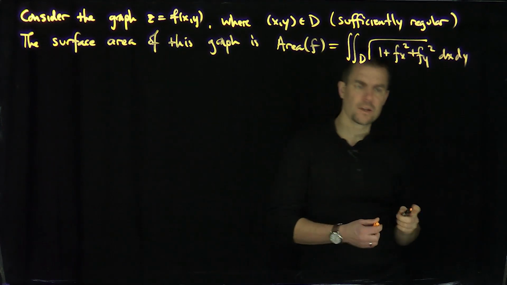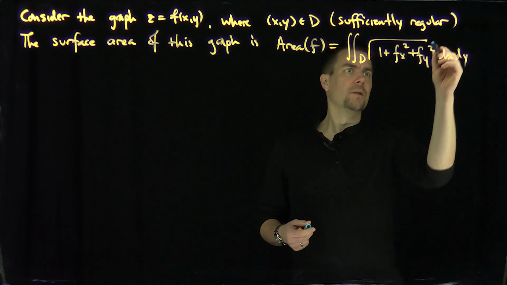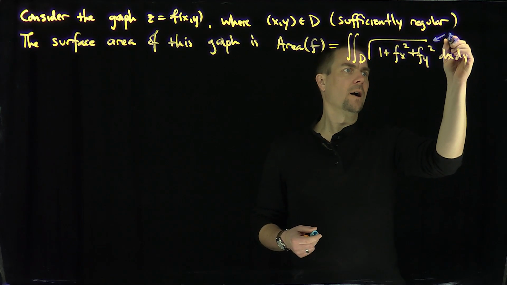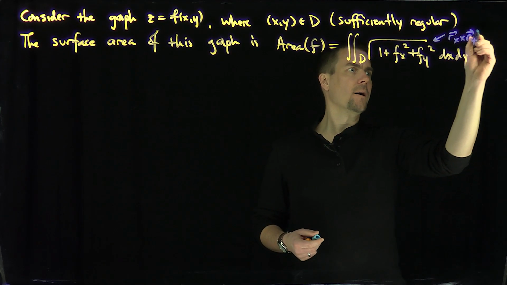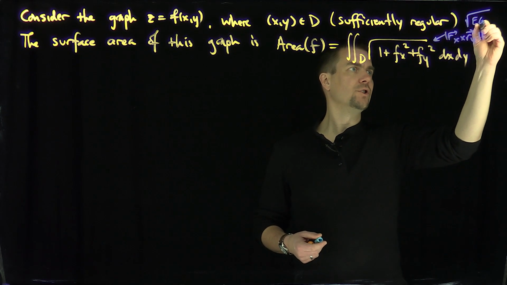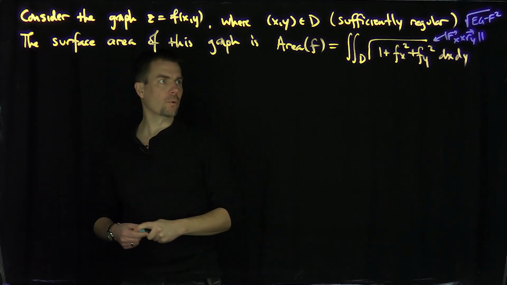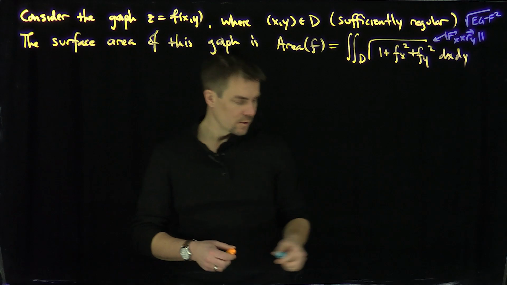Of course, this is just the magnitude of the normal vector. In other words, in terms of the first fundamental form, this is really just the magnitude of r_x cross r_y, or it's the same thing as the square root of EG minus F squared. Those are alternative criteria for the surface area.